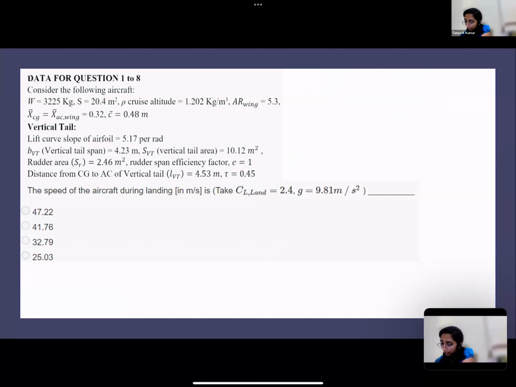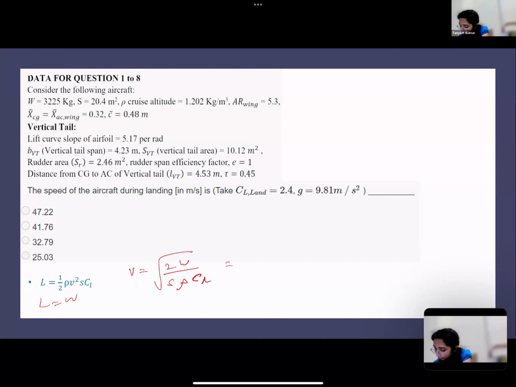Perfect. Okay. Next question. The speed of the aircraft during landing is, they've given you CL, the coefficient of lift during landing. So how will you find out this? They've asked you speed. It's that basic lift equation. Simple lift equation. You know this equation? So they're giving you this and it is during landing. You're assuming trim. So you take V is equal to, where lift equals weight, the square root of 2W by S rho CL.